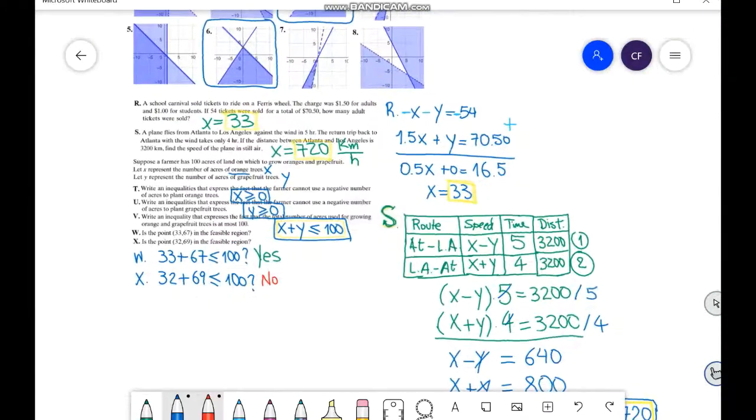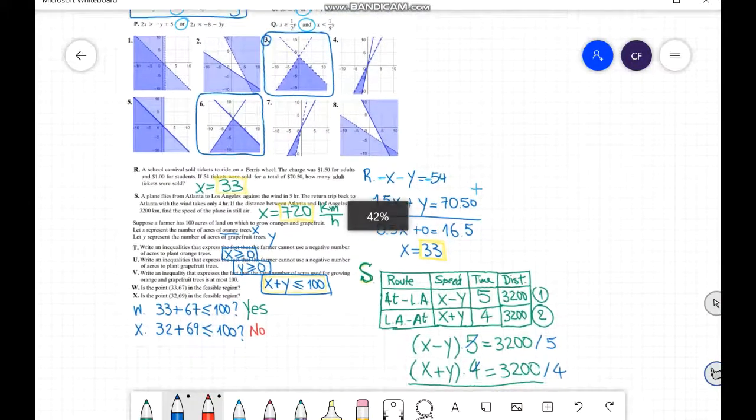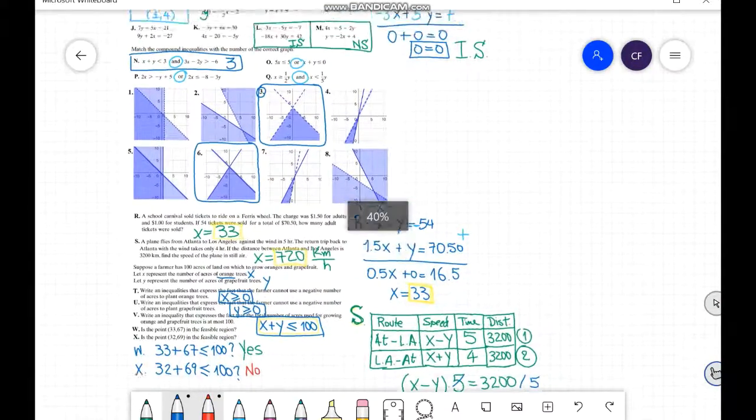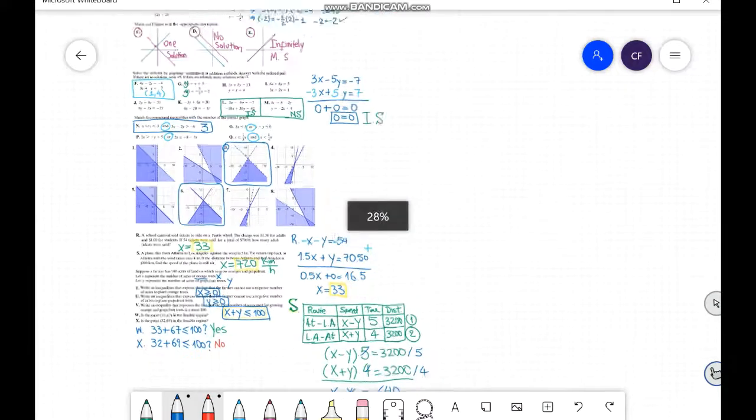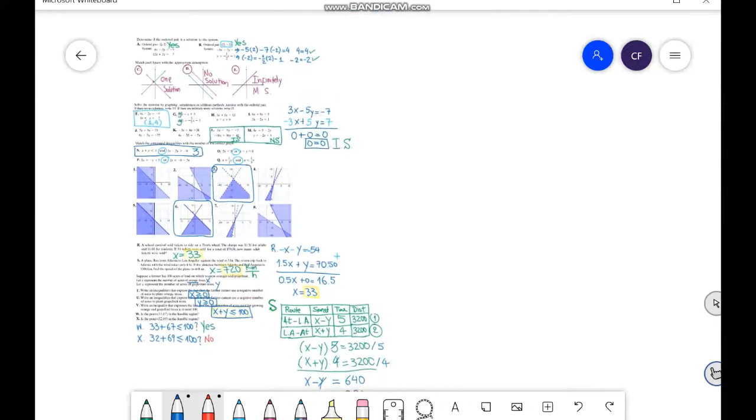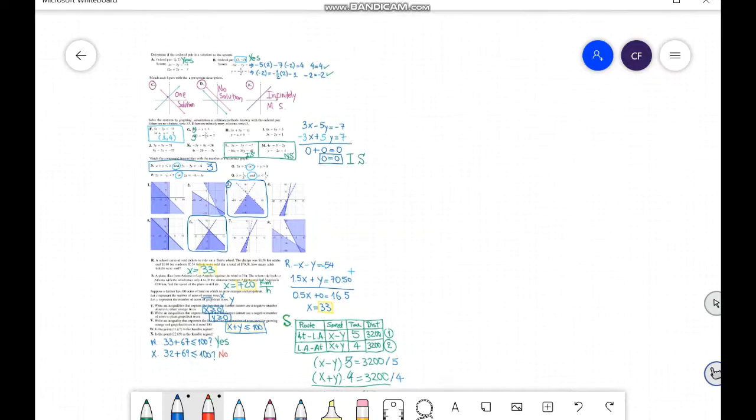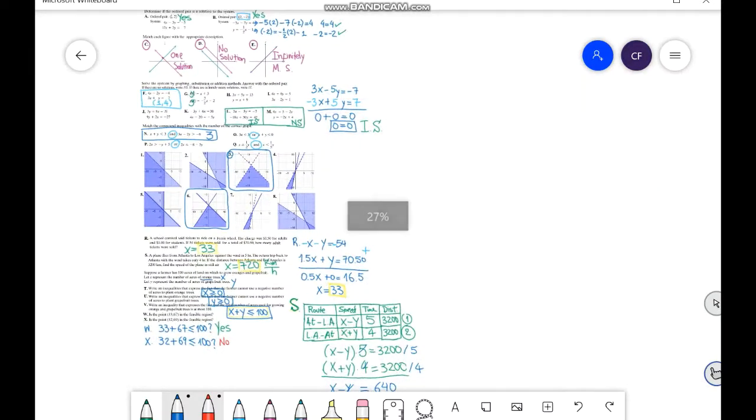Let's check everything that we have done so far. We worked on all the questions, yes. We are good. This is the result of our work. Letter V is this one: X plus Y less than or equal to 100.